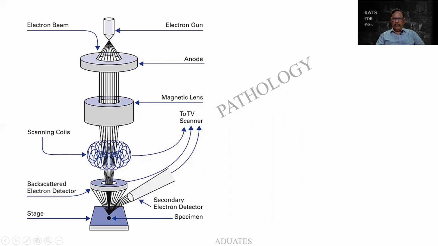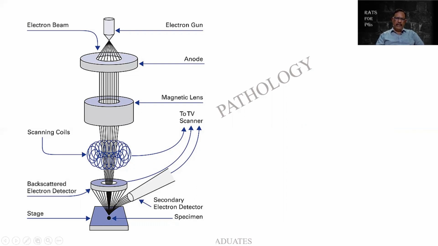This again is a beautiful line diagram. I am repeating it for the nth time. The electron gun produces an electron beam, which is condensed by means of the anode, and it passes as a straight beam. It is not scattered because of the magnetic lens which is preventing it, and then it passes through the scanning coils. It gets focused onto the object that is placed, and it is sent on to the TV scanner or the computer monitor and recorded.